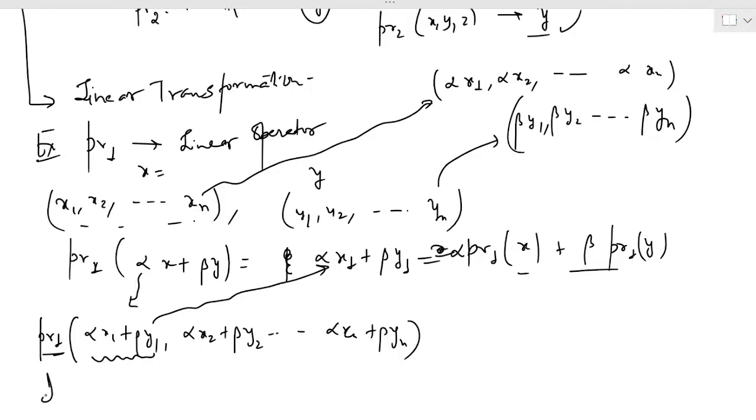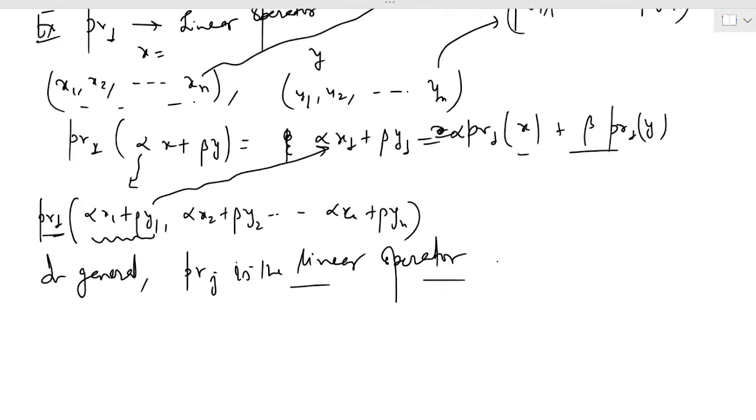In general, we can observe that PRj, which represents the projection on the jth coordinate, is a linear operator. It is a linear operator.